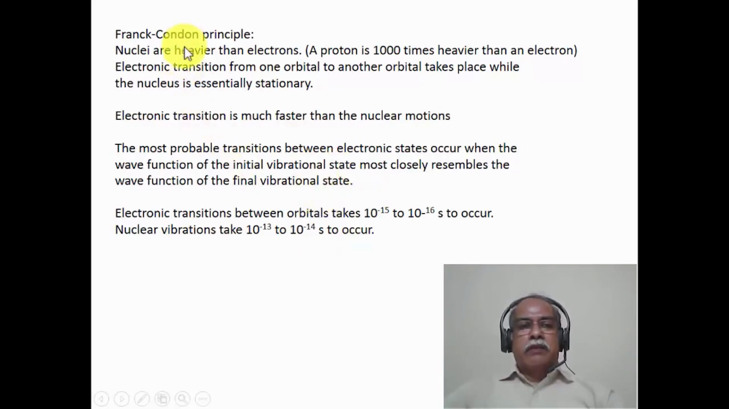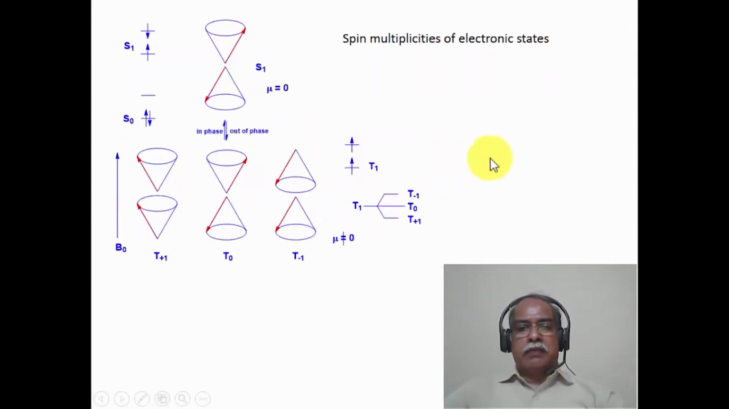You can also state the Franck-Condon principle in another way. The most probable transition between electronic states occurs when the wave function of the initial vibrational state most closely resembles the wave function of the final vibrational state. This is something we will see in the next diagram.